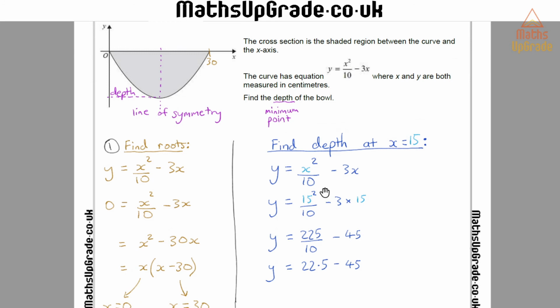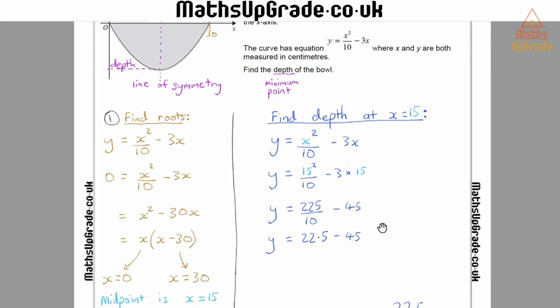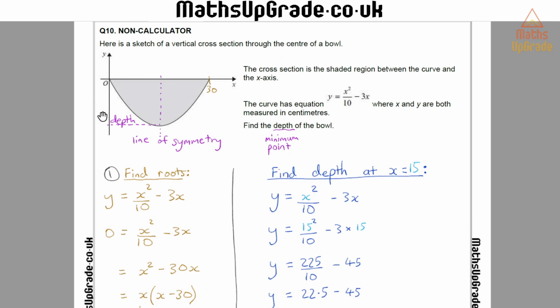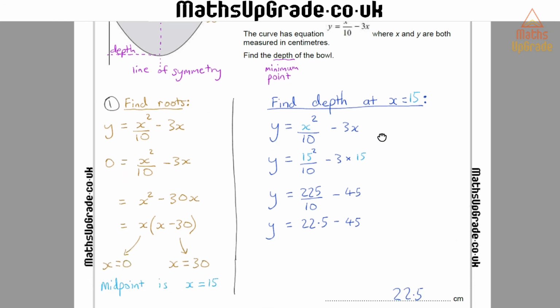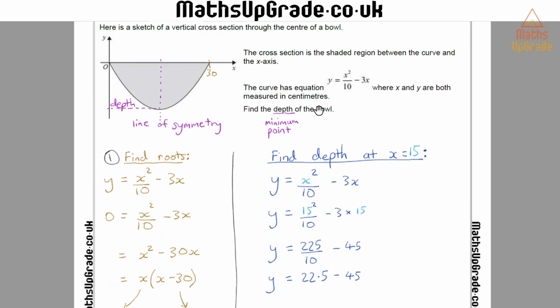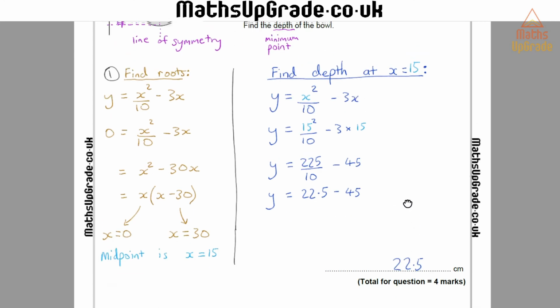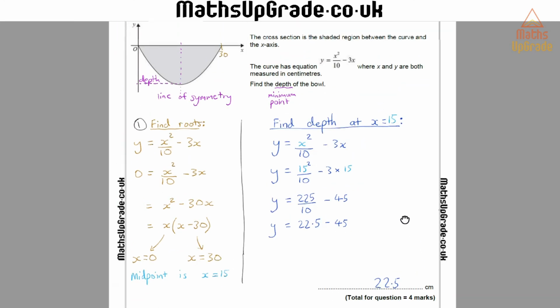So 15 squared divided by 10 minus 3 times 15 gives me -22.5. It's a negative value here, since that actually makes sense with the curve. But obviously, since the depth can never be negative, we're just going to put 22.5 centimeters for 4 marks.